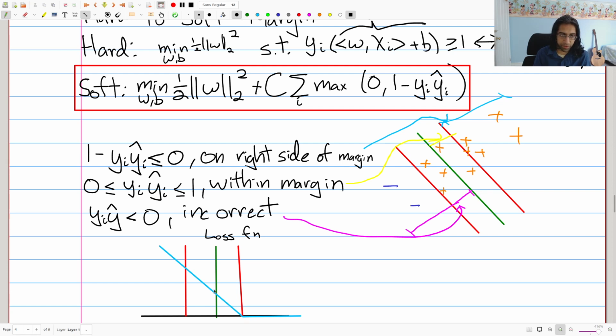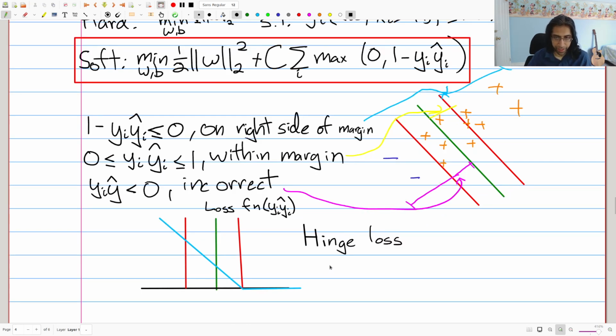That's what the loss is in terms of how much you pay for a point, depending on the value of 1 minus this yi hat. And this function here is known as the hinge loss. Why is it called the hinge loss? Well, you can see that it looks like a door hinge, like the hinge right here. And this is the loss function as a function of yi hat.